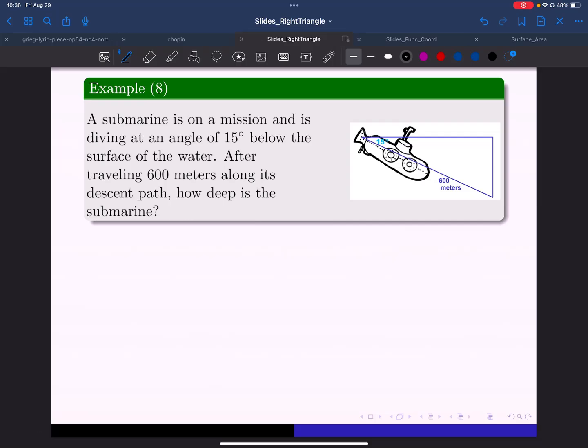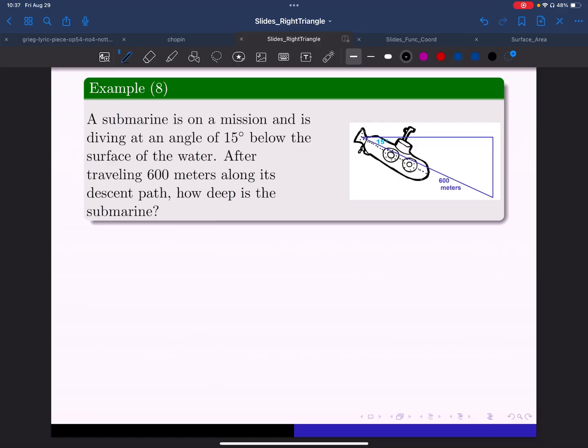Example 8. A submarine is on a mission and is diving at an angle of 15 degrees below the surface of the water. After traveling 600 meters along the descent path, how deep is the submarine? So the submarine is going down at an angle with the horizon of 15 degrees. And we're asking how deep is my submarine.